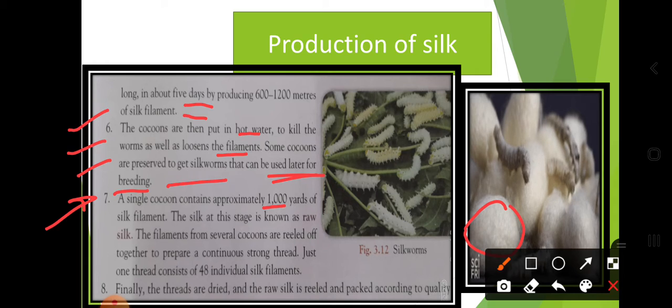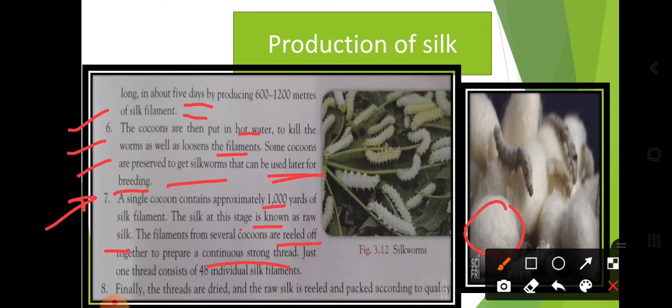It is around 1000 yards of silk filaments, and the silk at this stage is known as raw silk. The filaments are formed, and several cocoons are reeled off together to prepare a continuously strong thread. They are continuously preparing the raw silk. How? They are preparing the silk yards.